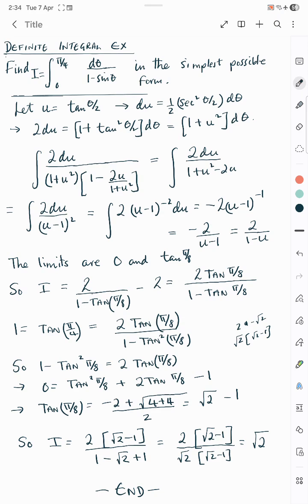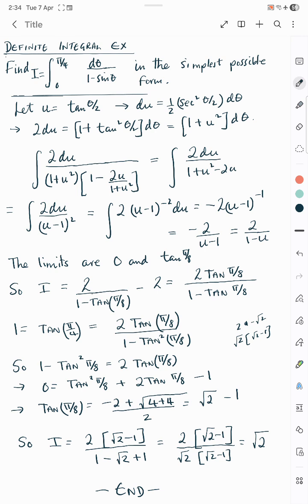Okay, so first of all, the routine substitution here is to let u equal tan theta over 2. So du is 1/2 sec squared theta over 2 d theta, which means that du is 1 plus tan squared theta over 2 d theta. And as u equals tan theta over 2, that can be written as 1 plus u squared d theta.